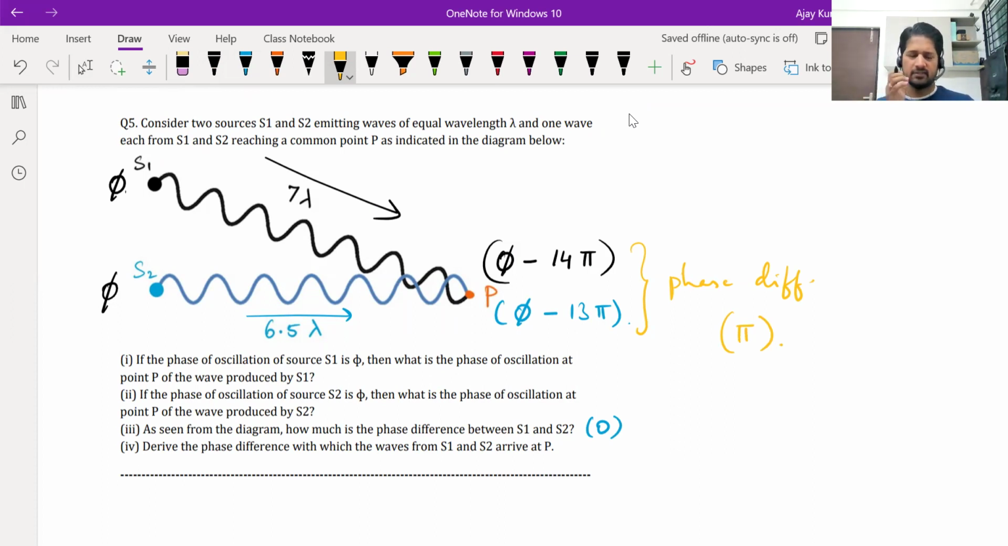And in terms of interference, if waves reach a common point with a phase difference of pi, that means the crest of one wave is arriving at that point when the trough from another wave is arriving. Okay. Phase difference of pi means what? They are exactly out of phase with each other. So when one wave's positive extreme is reaching there, another wave's negative extreme is reaching. Then what kind of interference is this called? If two waves interfere completely out of phase with each other, what kind of interference is it called?